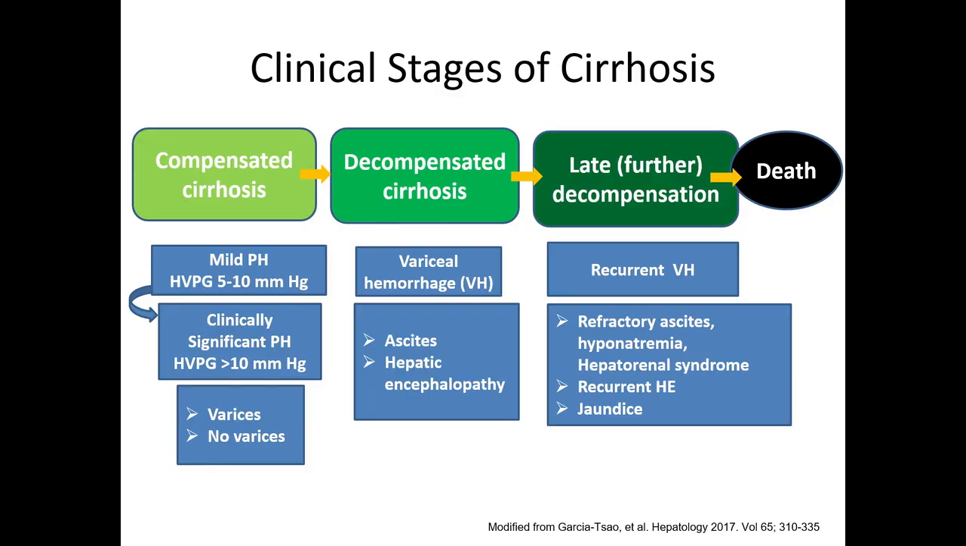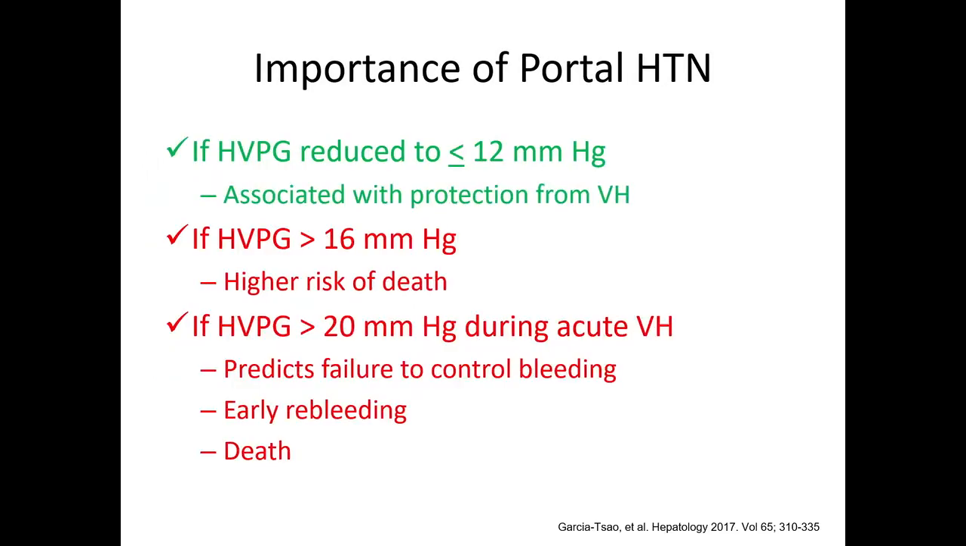In decompensated cirrhosis, variceal hemorrhage can occur, as well as ascites or hepatic encephalopathy. And in further decompensation, the patient can manifest with recurrent variceal hemorrhage, refractory ascites, hyponatremia, hepatorenal syndrome, recurrent hepatic encephalopathy, as well as jaundice.